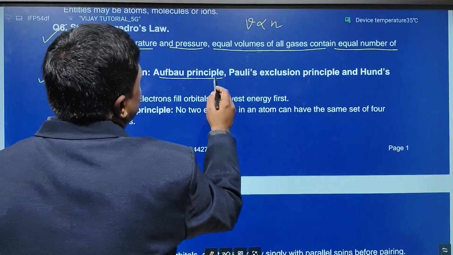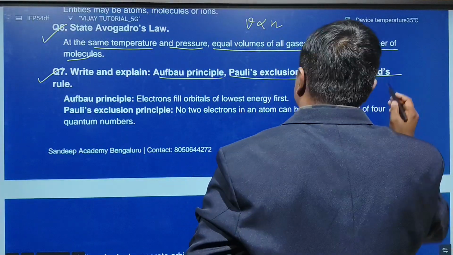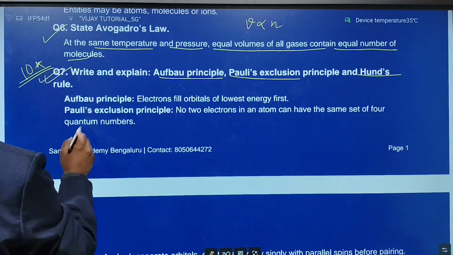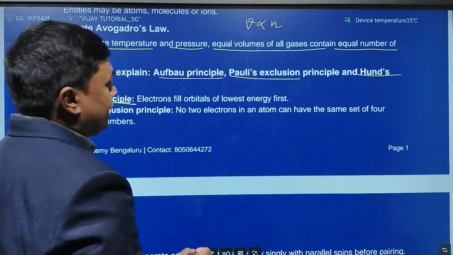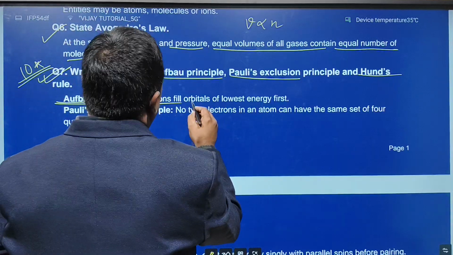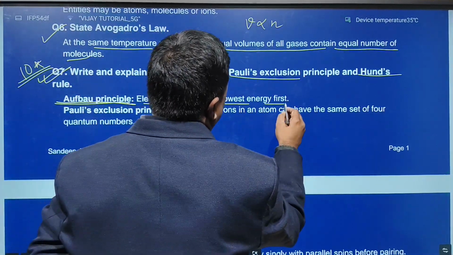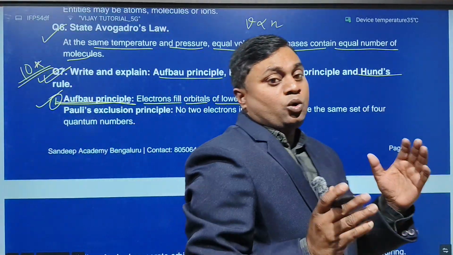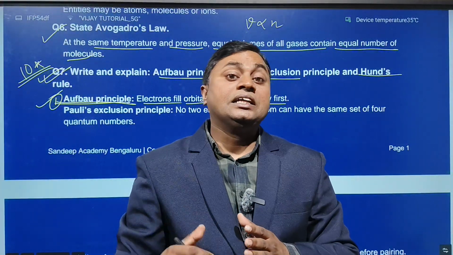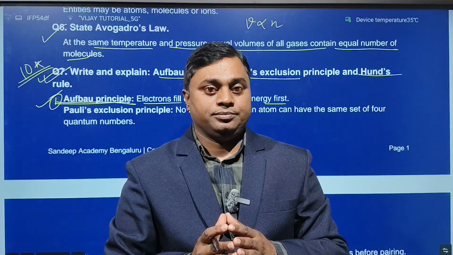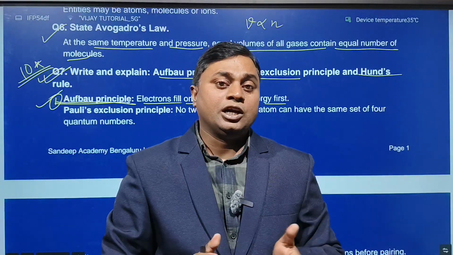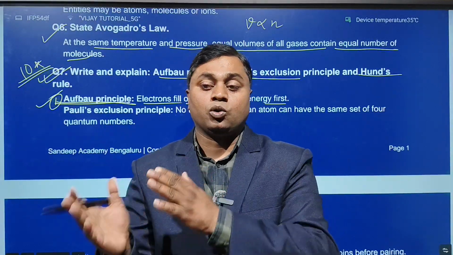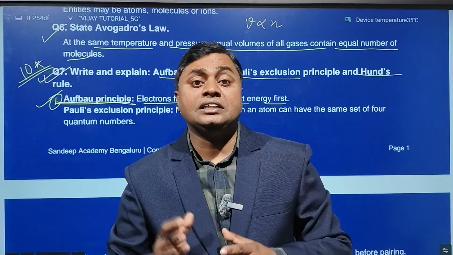Write and explain Aufbau principle, Pauli's exclusion principle, and Hund's rule. This is very important. You can mark it a 10-star question. First one, Aufbau principle. Electrons fill orbitals of lowest energy first. According to this rule, electrons are filled in the atomic orbitals in their increasing energy levels. Like that you can write. Yes or no? So when we write the electronic configuration, first the lowest energy levels are filled, then higher energy.